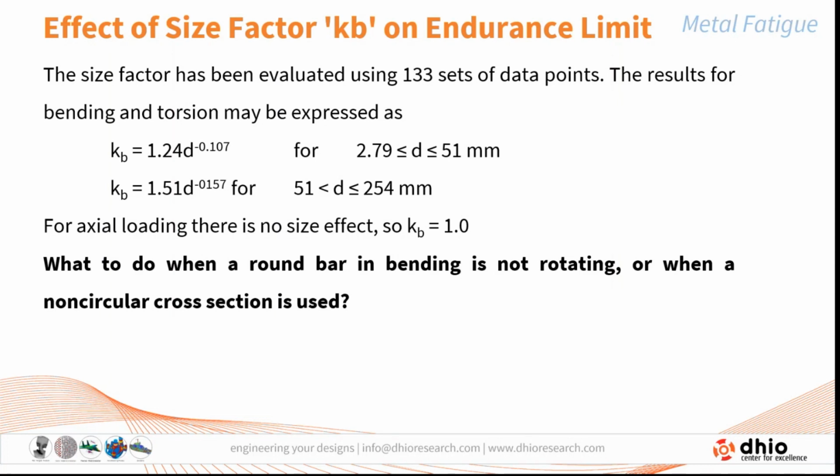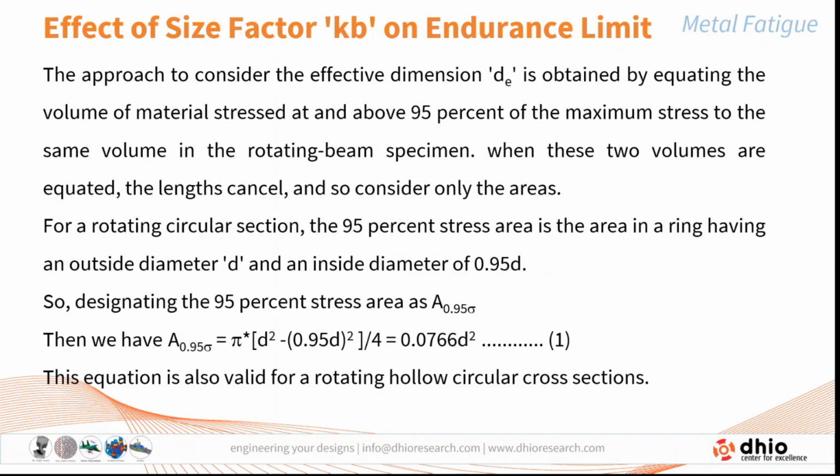So what do we do when the round bar is bending but not rotating, or when non-circular cross sections are being used? The approach is to obtain an effective dimension D by equating the volume of material stressed at and above 95% of the maximum stress to the same volume in the rotating beam specimen. When these two volumes are equated, their length cancels, so we consider only the area.